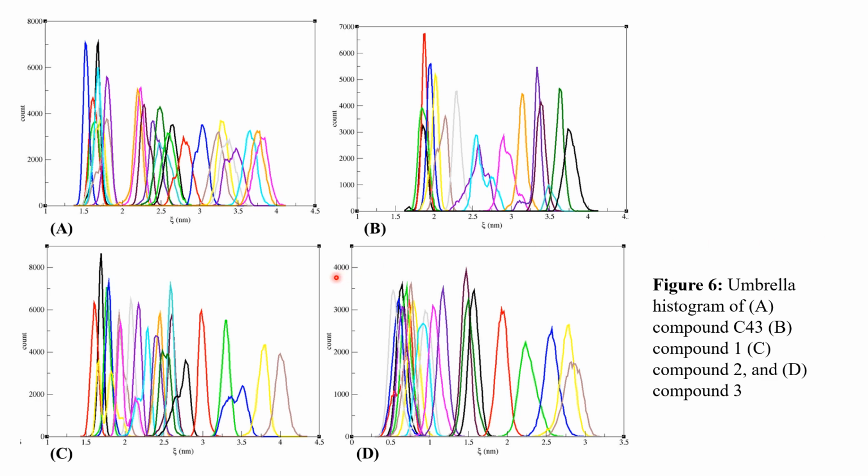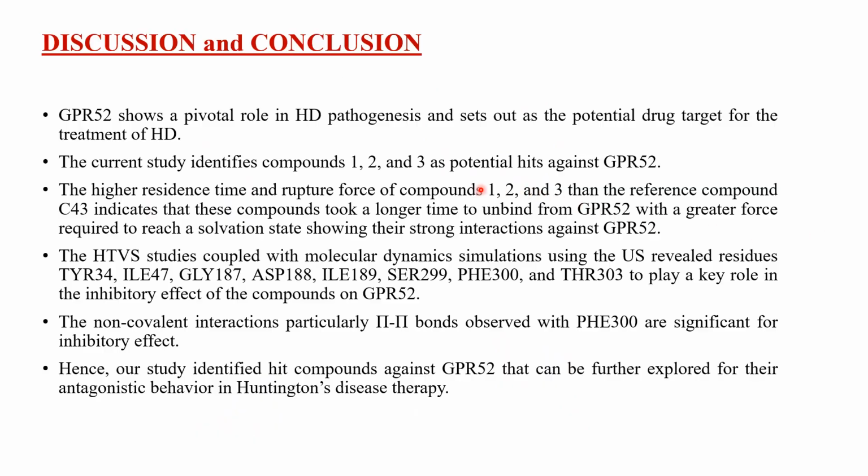These are the umbrella histograms where the overlapping of the histograms indicates good sampling of the compounds. Now coming towards the discussion and conclusion, GPR52 shows a pivotal role in the disease, and the current study identifies compounds 1, 2 and 3. The higher residence time and rupture force of compounds 1, 2, 3 was greater than the reference compound C43, which indicates that these compounds took longer to unbind from GPR52 to reach a solvated state.